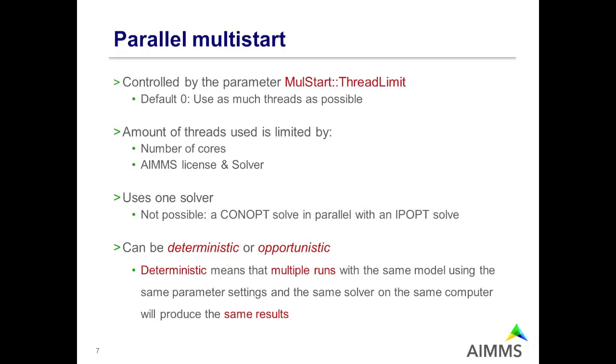The multistart algorithm can be deterministic or opportunistic. Deterministic means that if you have multiple runs with the same model, using the same parameter settings and the same solver on the same computer, then it will produce the same results. Opportunistic, on the other hand, is often faster, but then you have no guarantee you will get the same results. That might mean a different objective, a different solution, or different performance.